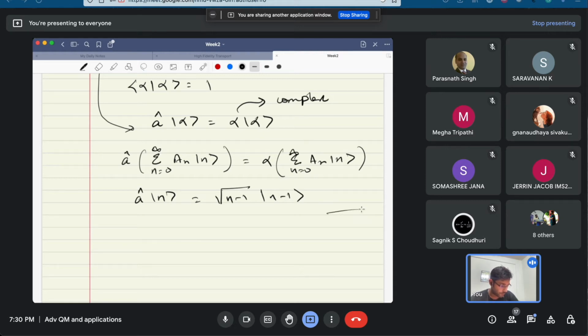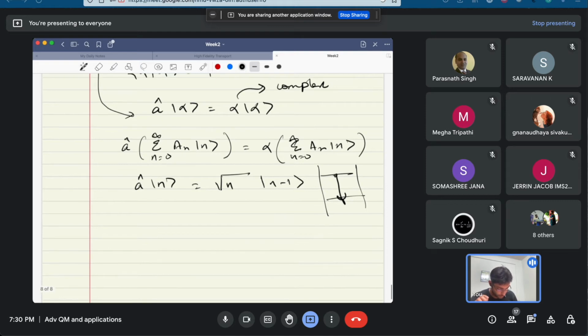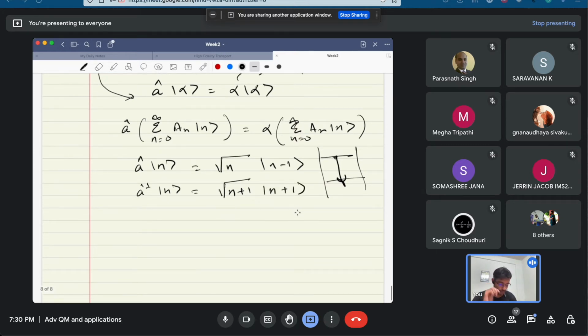So I believe you have already seen that the lowering operator puts you from the n level to the n minus 1 level with this. Okay, sorry, I think the eigenvalue is different. It is root n. I believe you have already seen these two, even in the previous week, where I used these raising and lowering operators. So now we are going to use only this a operating on level n, and what you essentially get here is sigma n equal to 0, an root n, n minus 1, equal to alpha.